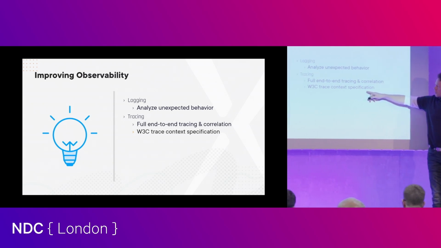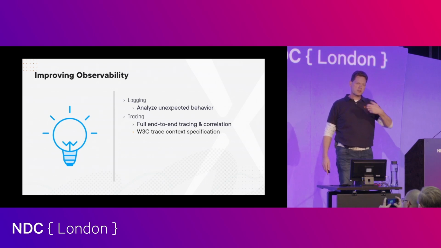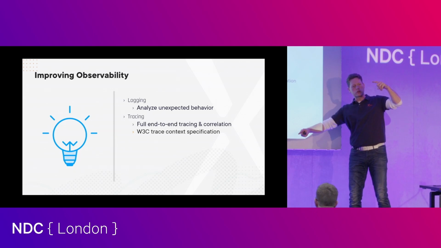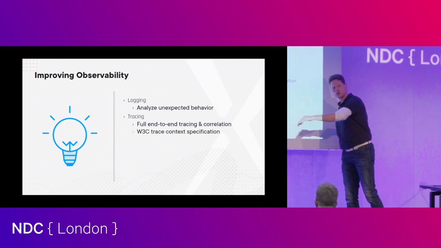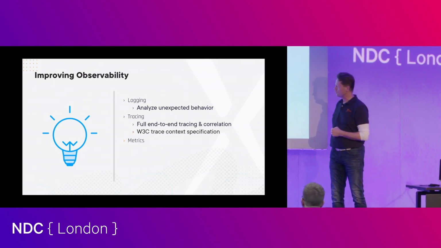Now, the W3C has this notion of a trace context specification, and this is being used a lot at the moment to stitch all these calls together by floating headers across these calls so that it can then be correlated. Okay, this is what we have in terms of observability.